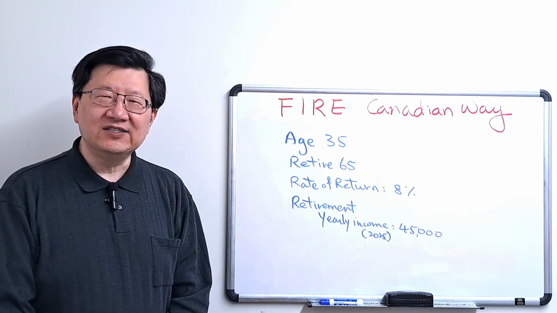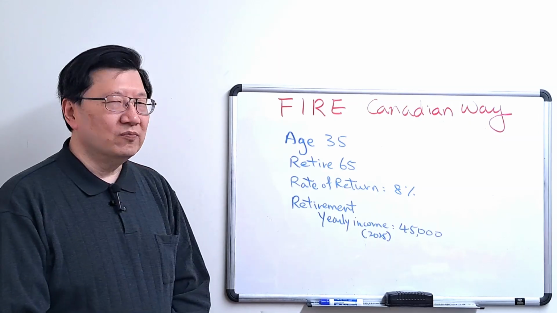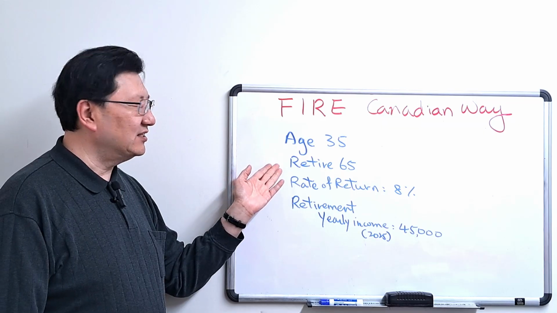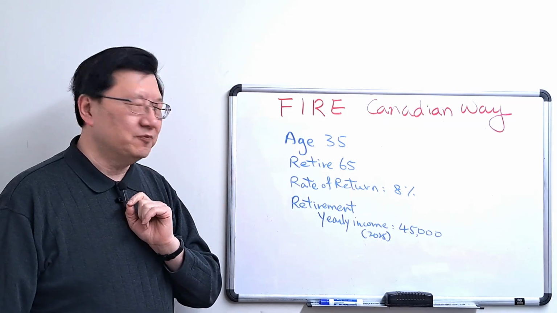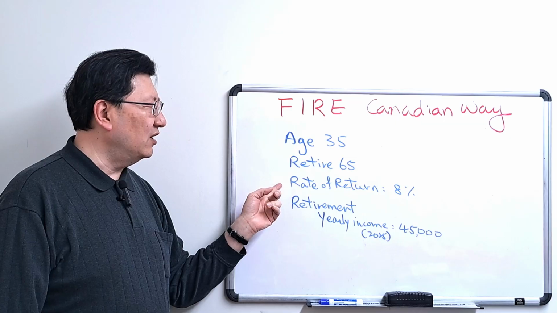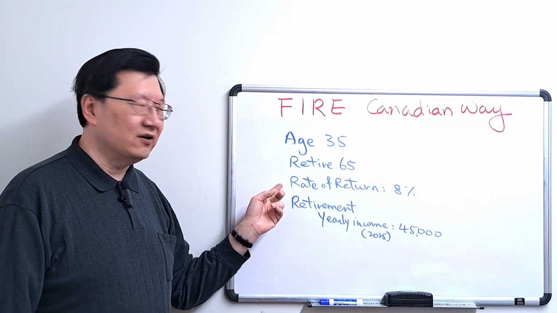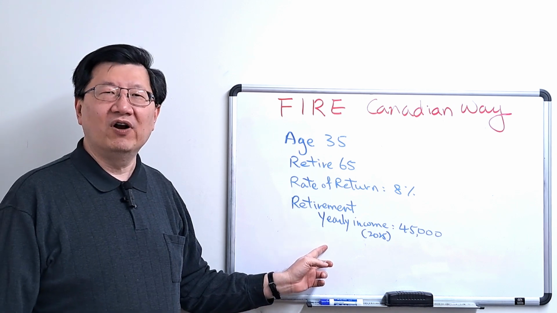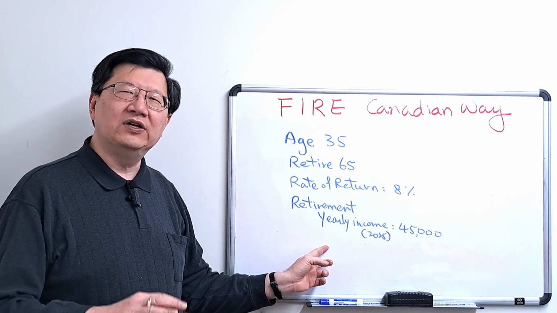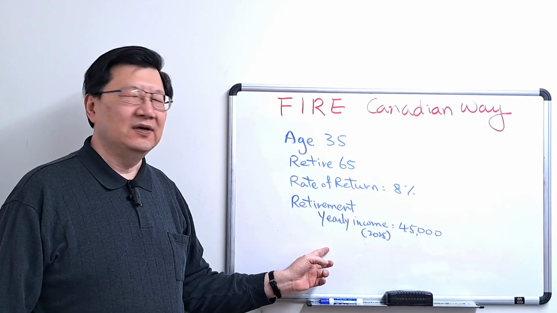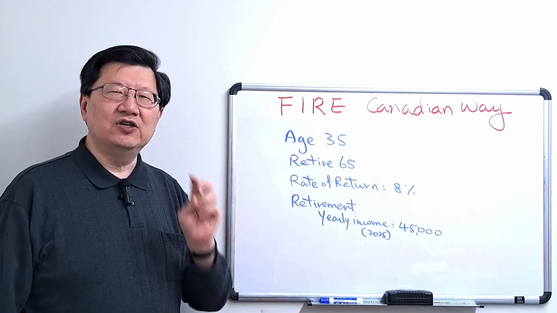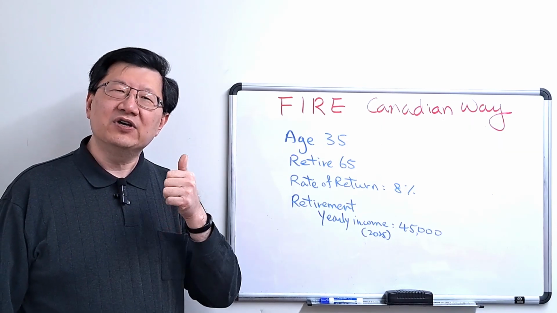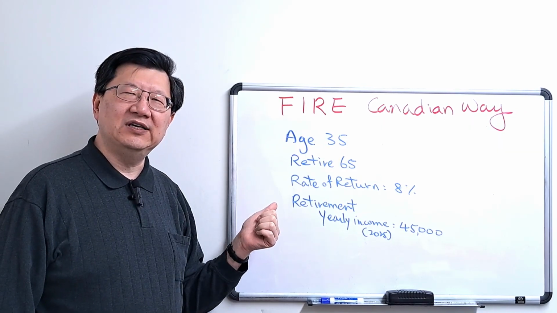So in today's case, we are going to assume that the person is 35 years old, wants to retire at 65, and the investment this person has makes a rate of return of 8% per year. And this person wants to have a lifestyle of $45,000 in 2025 dollars. We're going to do the calculation in 2 steps. We're going to first use the Nest Egg calculator to calculate how much this person needs.